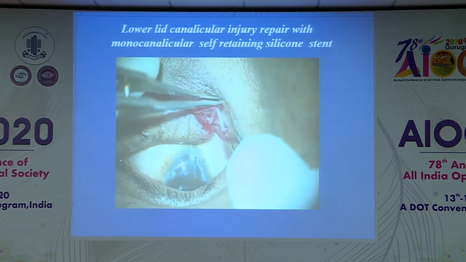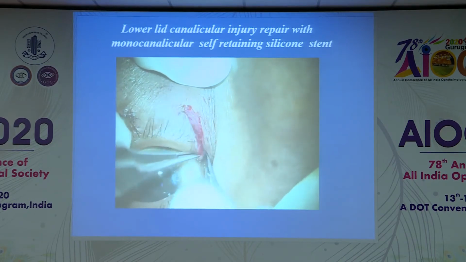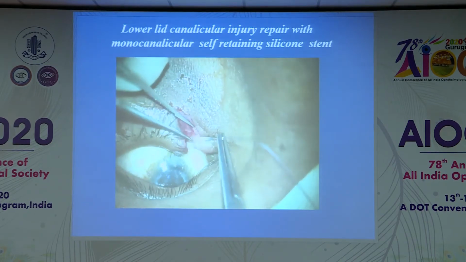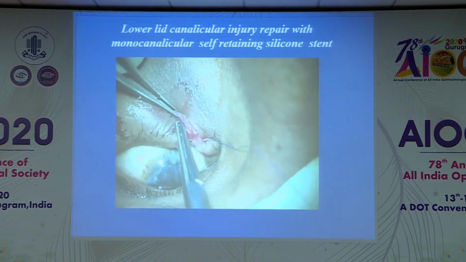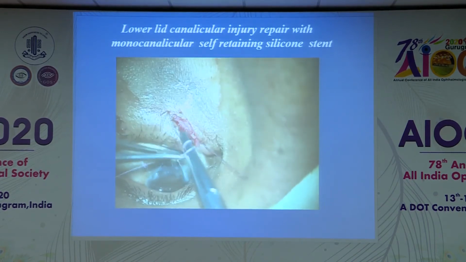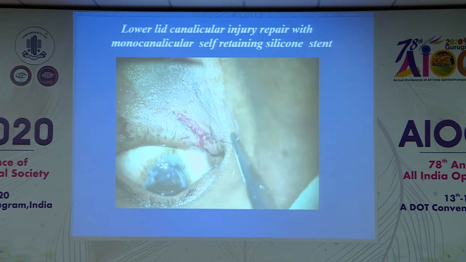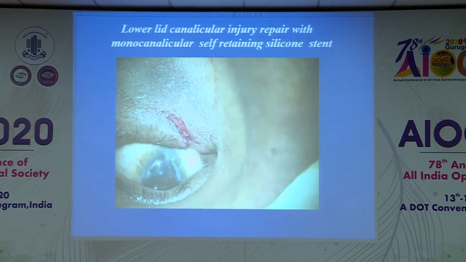You have to accurately approximate the anterior as well as the posterior layers of the laceration. Here I'm using a 6-0 Vicryl suture, and I'm passing it through the pericanalicular tissue. Remember not to pass it through the canaliculus. You may cause canalicular fibrosis. You may damage the wall of the canaliculus. So this is the anterior lamella closure.